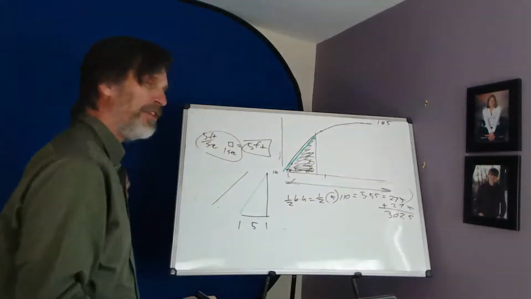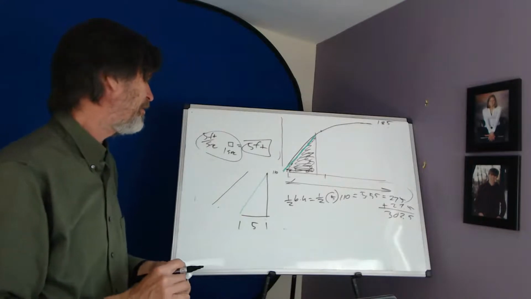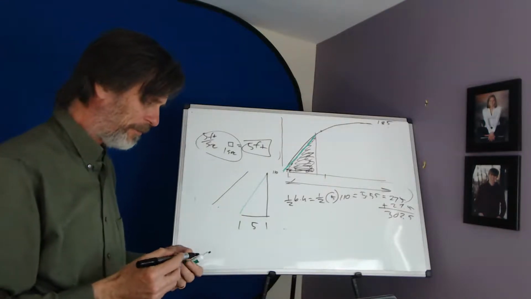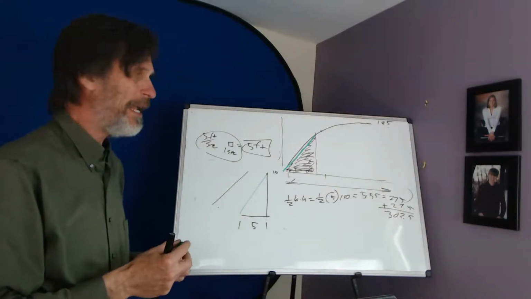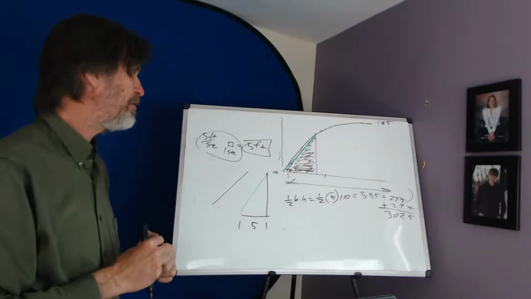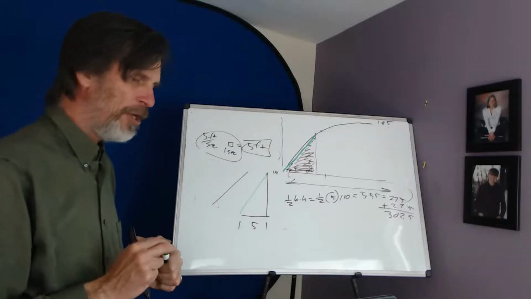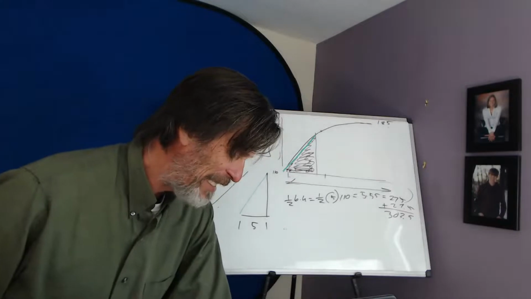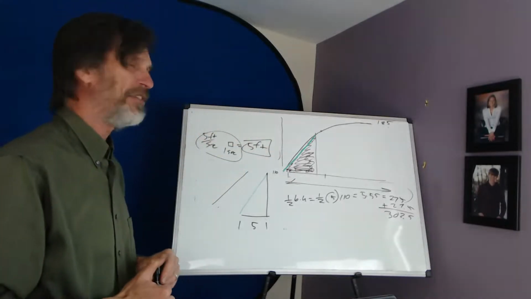And again, all we have to do is estimate. We don't have to get it exactly right. So that would be my estimation. It looks like she traveled about 302.5 feet in that 5-second interval.